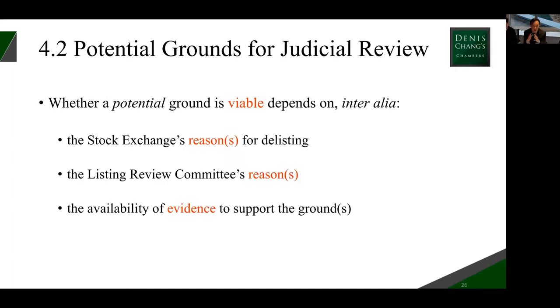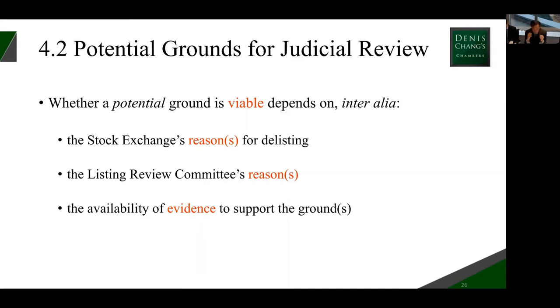Obviously, whether potential grounds of judicial review are viable depends on the reasons given by the stock exchange for the listing decision or for the suspension, and also the reasons given by the listing review committee, if you have applied for review. And obviously, there is the availability of evidence to support your grounds of judicial review. So we have to bear this in mind.